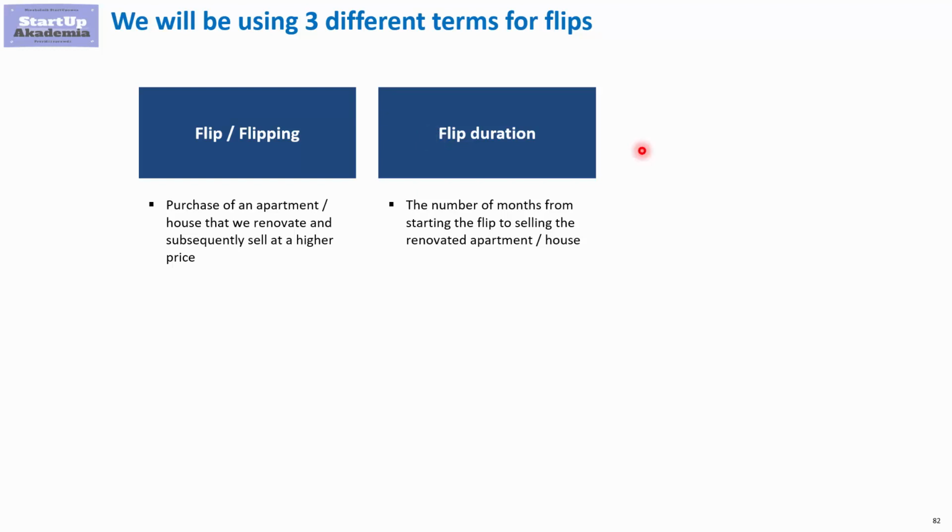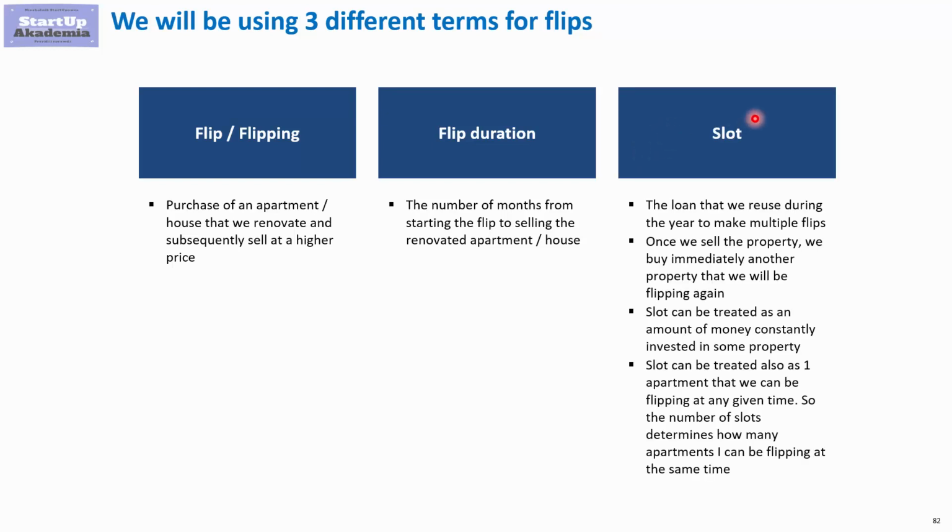Another term that we're going to use in order to be able to model properly this business model is something which we call a slot. And a slot is simply the loan that we reuse during the year to make multiple flips. Once we sell the property, we buy immediately using the slot another property that we will be flipping again.